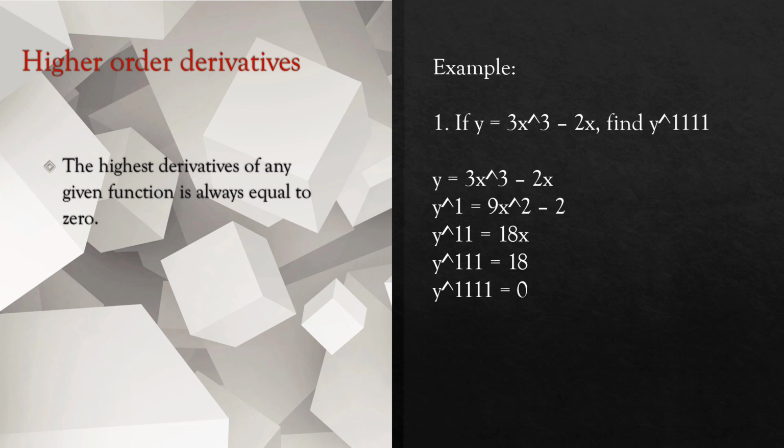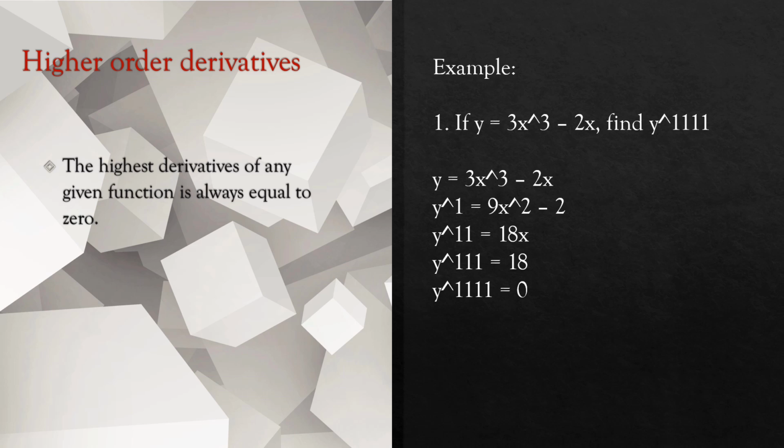Say for example, if y is equal to 3x cubed minus 2x, find the fourth derivative of this function. First, we need to copy the given y equals 3x cubed minus 2x. The first derivative will use the power rule. 3 times 3 is 9, and then 3 minus 1 is 2, so that will be 9x squared. Then the derivative of x is 1, so 2 times 1, and that will be 2.